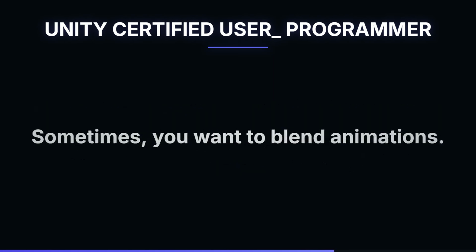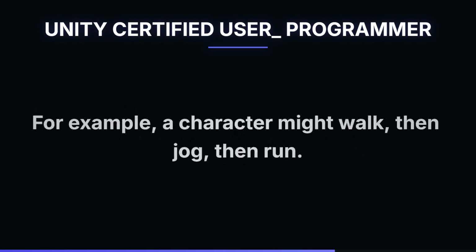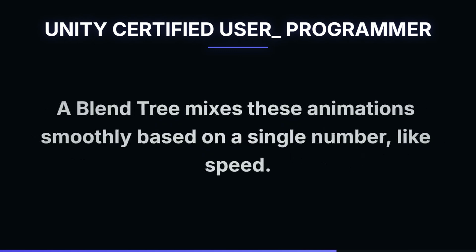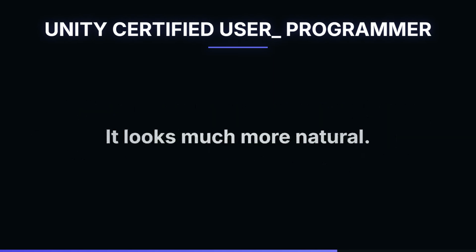Sometimes, you want to blend animations. For example, a character might walk, then jog, then run. Instead of 3 separate states, you use a blend tree. A blend tree mixes these animations smoothly based on a single number, like speed. It looks much more natural.